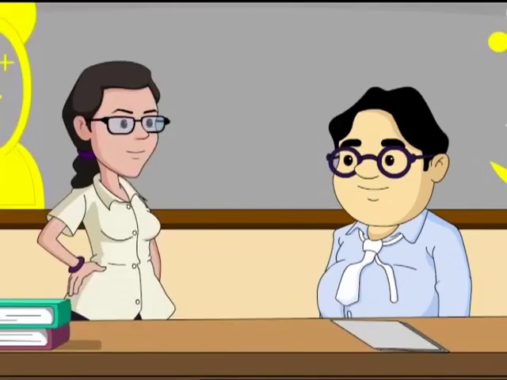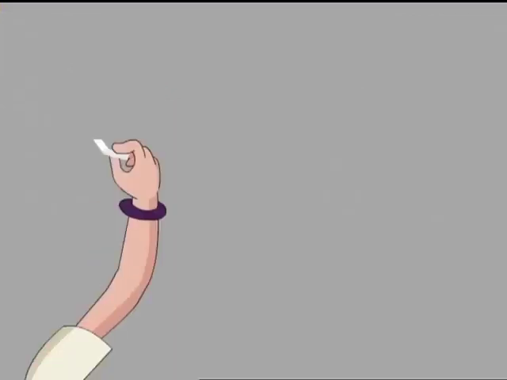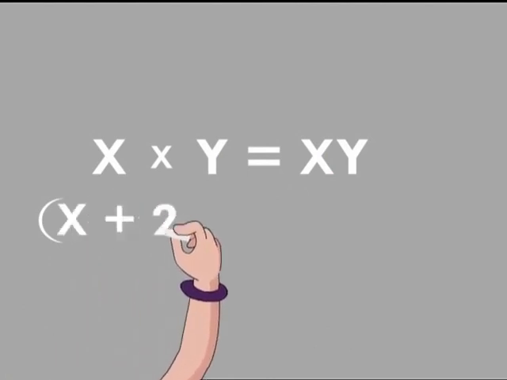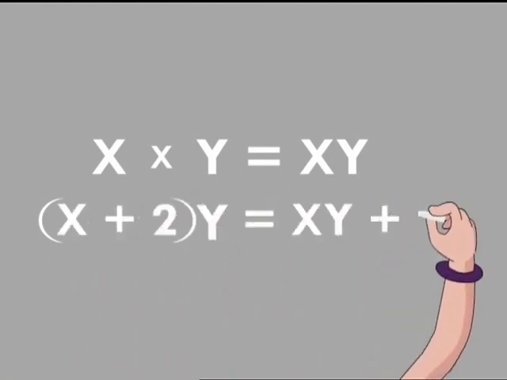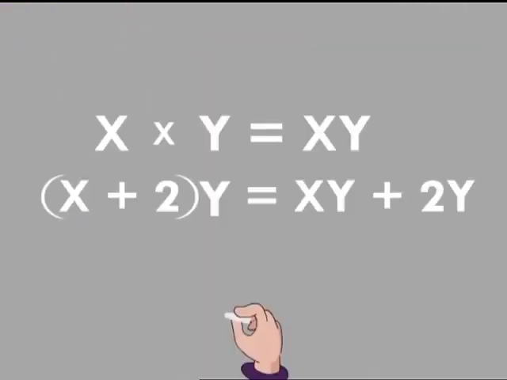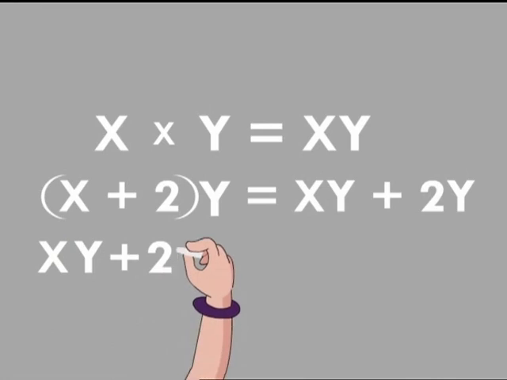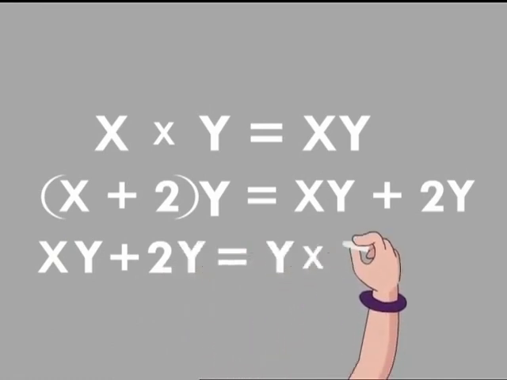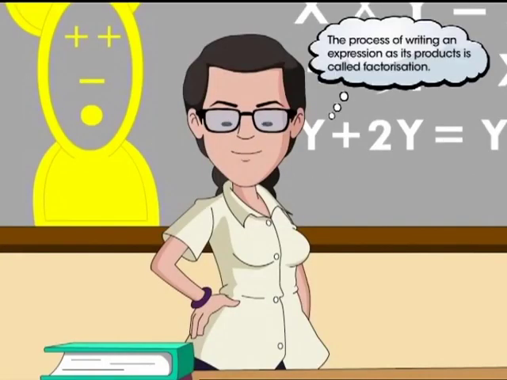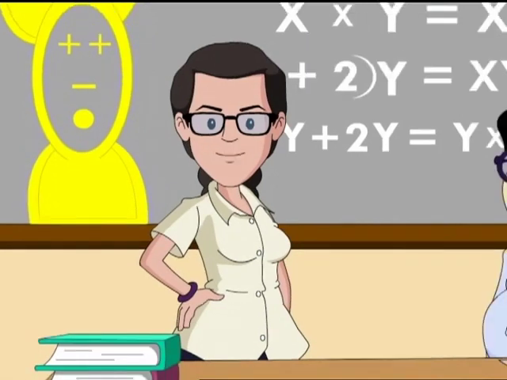Yeah, just like in math. How? Like in math, if you multiply x, y and x plus 2 whole y, you get different results. For instance, xy plus 2y is the product in second case. Oh! Snail, try to understand. If you are given the product xy plus 2y, you can express it back to its factors y and x plus 2 whole. This process of writing an expression as its products is called factorization.